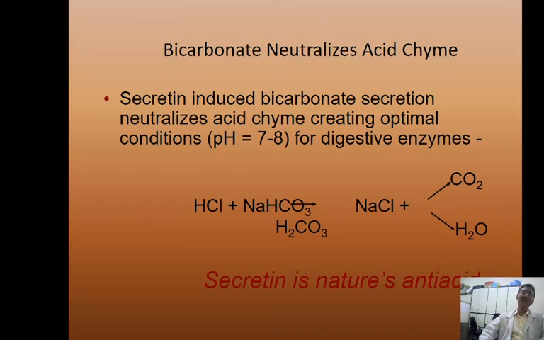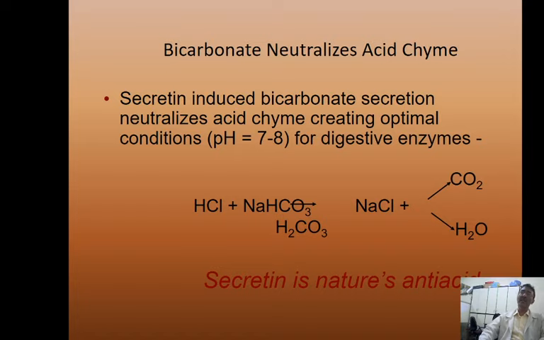Now basically, coming back to the physiological process here, let us see how bicarbonate neutralizes acid chyme. One of the components of the pancreatic juice is a high quantity of bicarbonate. The function of this bicarbonate is to neutralize the chyme which is coming into the duodenum from the stomach. How does it do that? First of all, one hormone which is responsible for inducing this bicarbonate secretion is secretin. So under the influence of secretin, bicarbonate secretion increases.